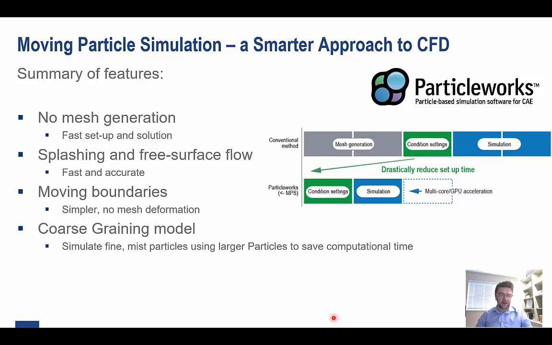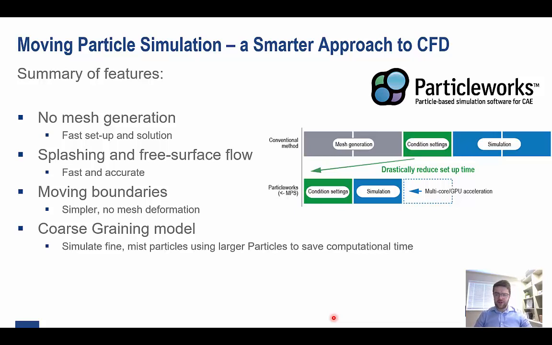I'll talk a bit more about why this is on a later slide, but ParticleWorks is best suited for simulating anything with a splashing element or a free surface flow. And in relation to conventional mesh-based CFD, it's far faster and far more accurate than we would ever get with a mesh-based simulation. Again, due to the lack of a mesh, moving boundaries are much easier to deal with. We don't have to worry about things like mesh deformation, mesh overlap, and overall it's just a much simpler methodology to deal with anything where there's a moving part involved.